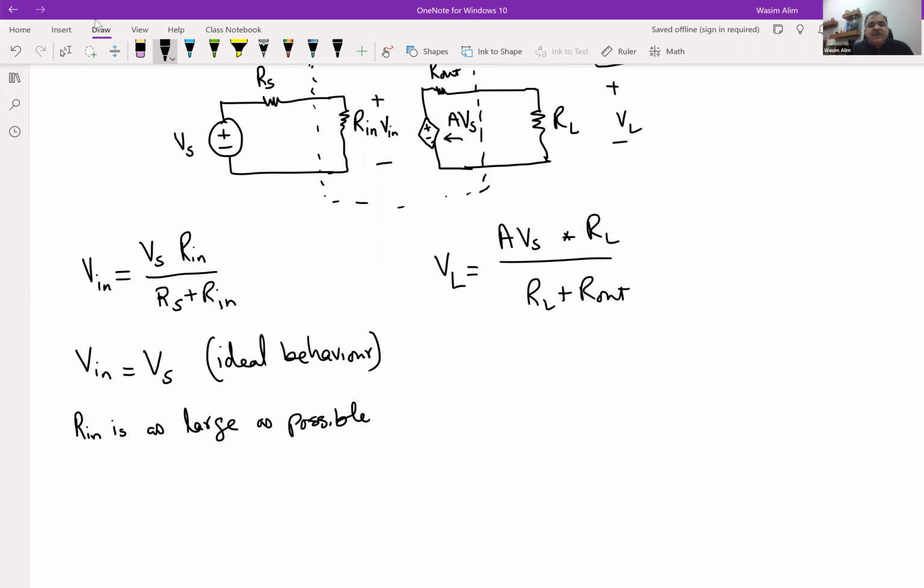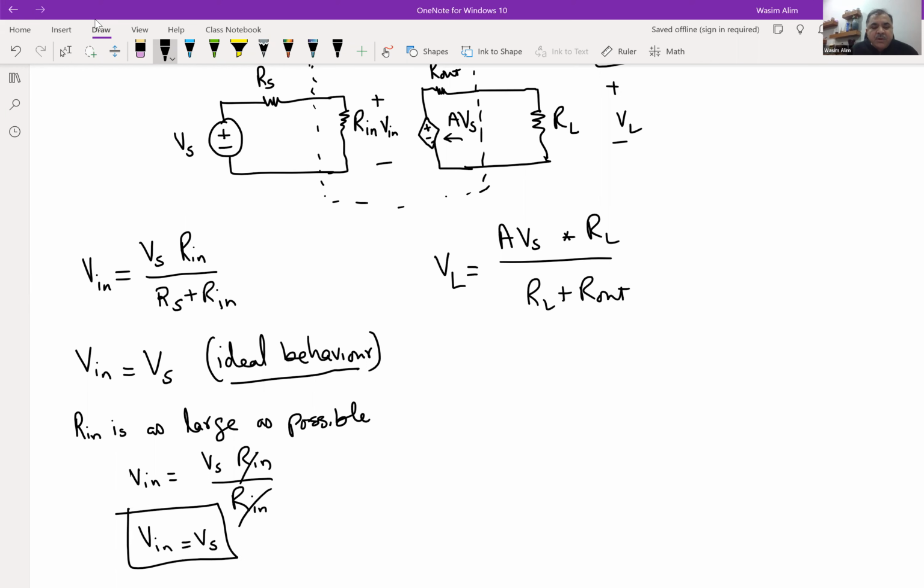So in that case, basically, we can then cancel out this, because the Rs becomes a small quantity, and effectively what we have is Vn equal to Vs Rin over Rin, and then Rin cancels out, and therefore we have this relationship Vn is equal to Vs. But again, this is ideal behavior, not practical behavior. Okay, so this is an ideal behavior. In ideal behavior, we want this to be true. So that is on the input side.